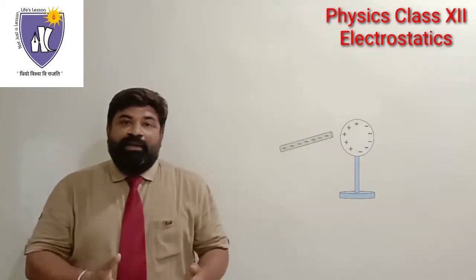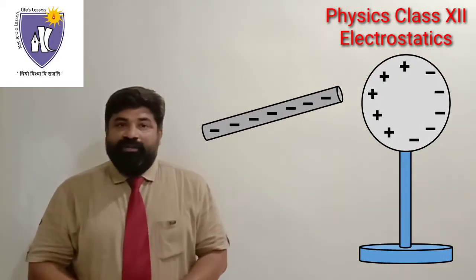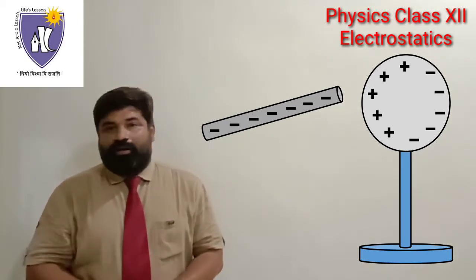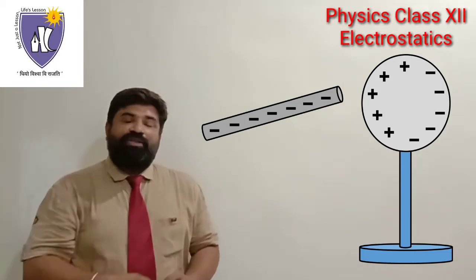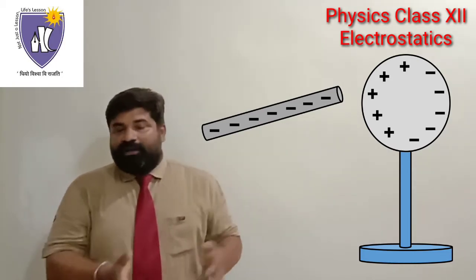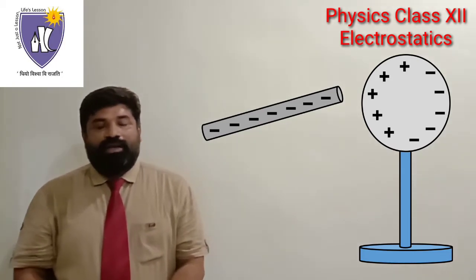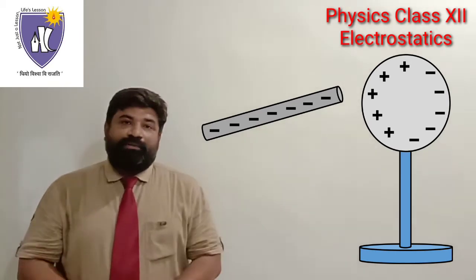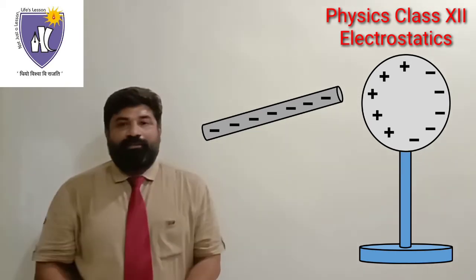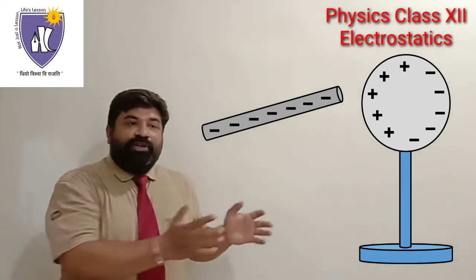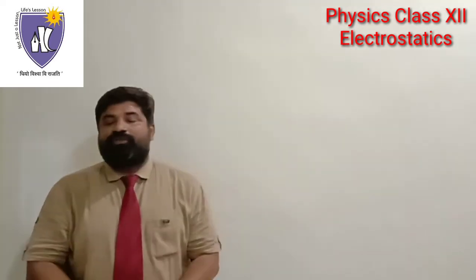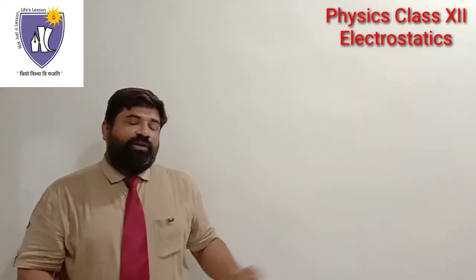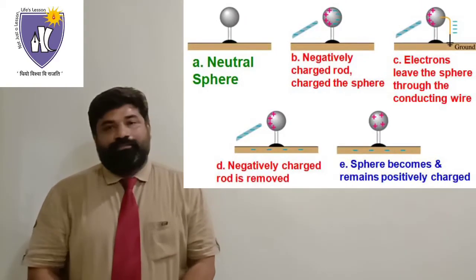Similarly, if I have another rod which is negatively charged, say an ebonite rod, and I keep that negatively charged rod in front of a neutral sphere, then what will happen? That neutral sphere will be positively charged. Why will it be positively charged? Because the negative charge flows through the conducting wire to the earth, as you can see in the diagram.